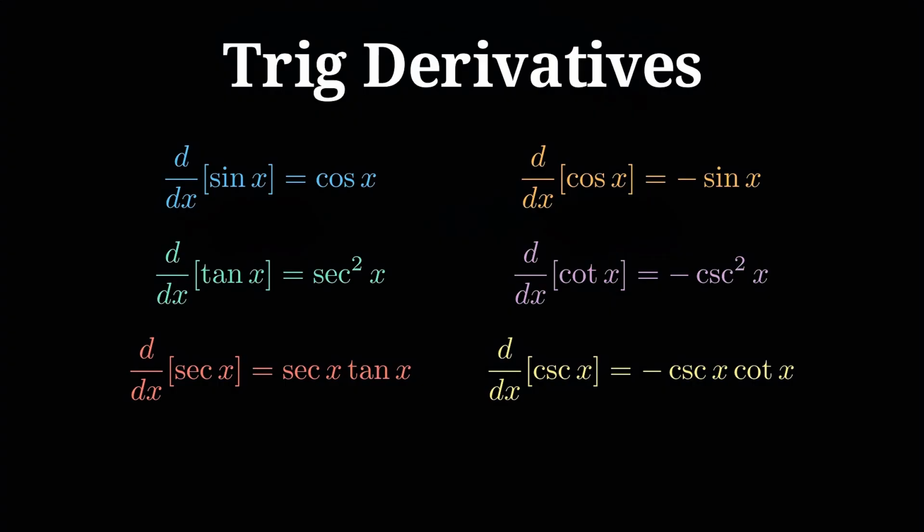The derivative of secant x is secant x times tangent x. The derivative of cosecant x is negative cosecant x times cotangent x. Notice, the cofunctions all pick up a negative sign. These 6 are non-negotiable on the AP exam.